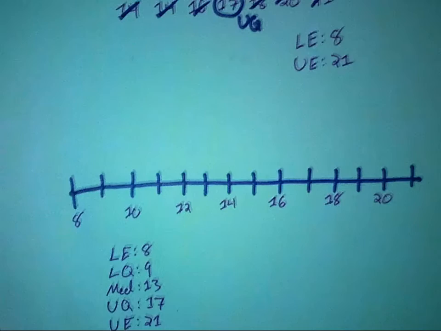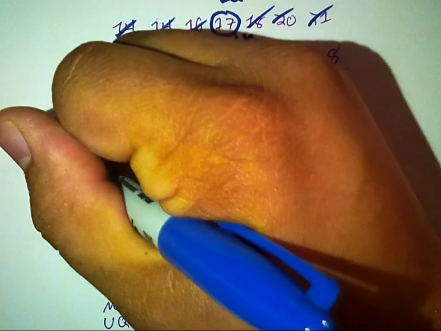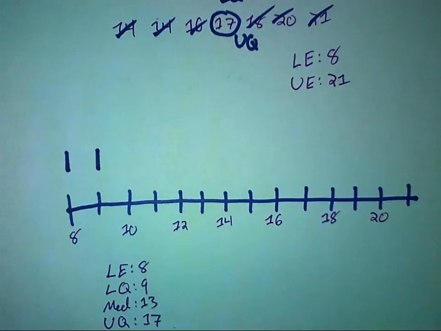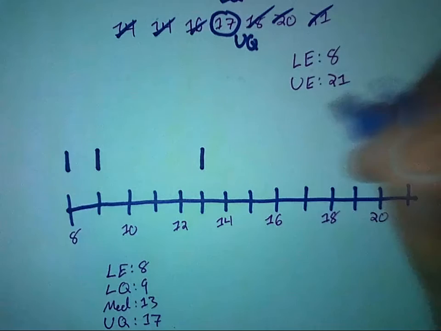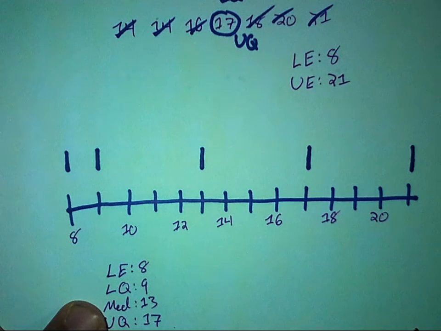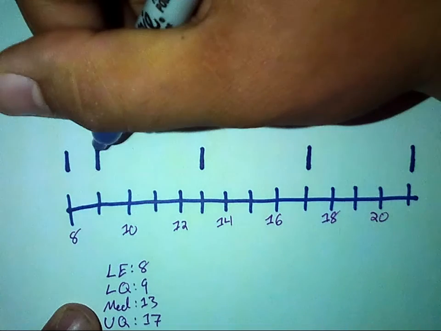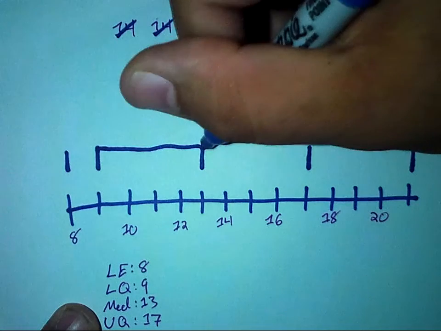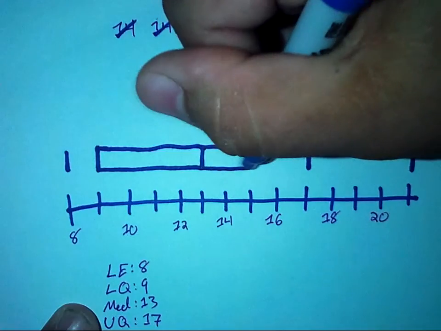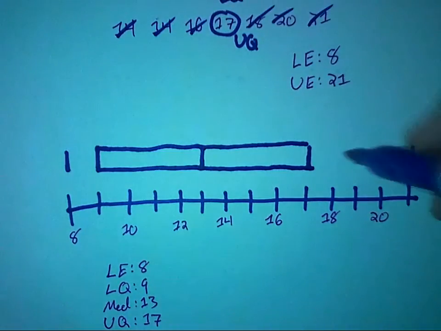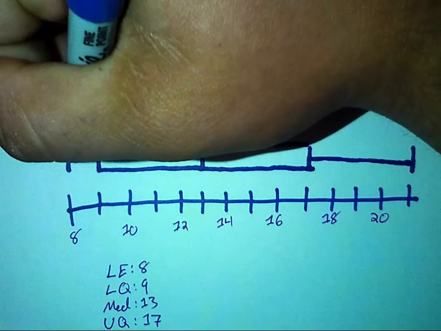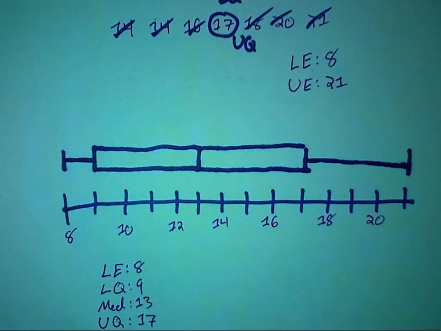So what I do is I make a line at 8, like that, and then a line at 9, like that, and then a line at 13, a line at 17, and a line at 21. The median is the middle of the box, so I always connect the quartiles to the median. Ooh, we've got some big boxes here. And then the whisker part is just kind of like going from the box out to the upper and lower extremes. So it looks something like that. And that's how you make a box and whisker plot.